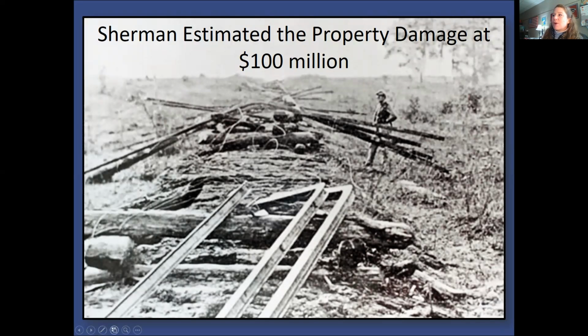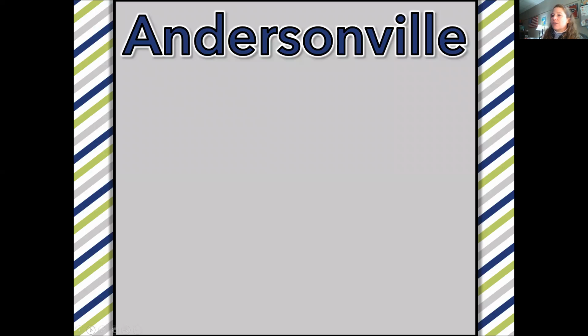Sherman estimated the property damage at $100 million for the South. So very devastating. A lot of people have just villainized Sherman. They said it was overkill. He didn't have to do so much destruction, but his whole focus was to kill the spirit of the South. And he knew if he did that, they would surrender, and that's exactly what happened.